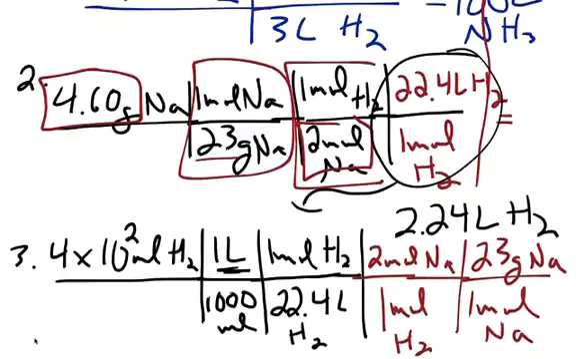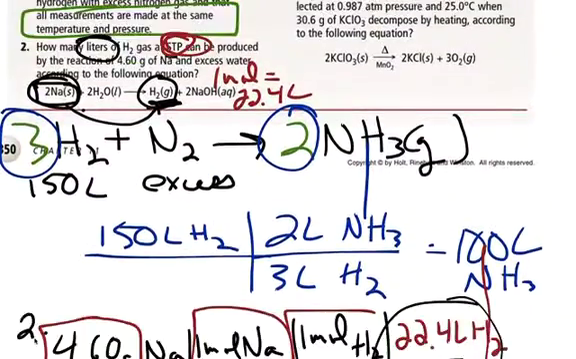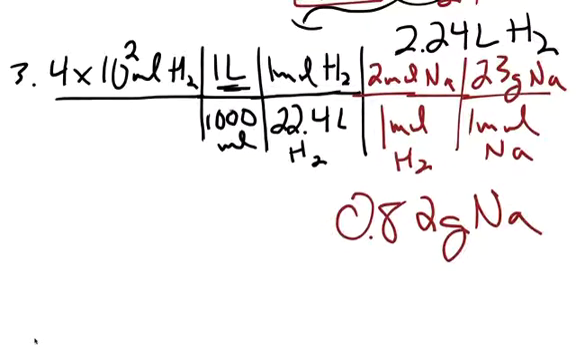Or actually 0.821 I should report it as, because notice this does have 3 significant figures, so I should be a little bit careful with my significant figures. 0.82 isn't really correct. I should have 0.821 grams of sodium.